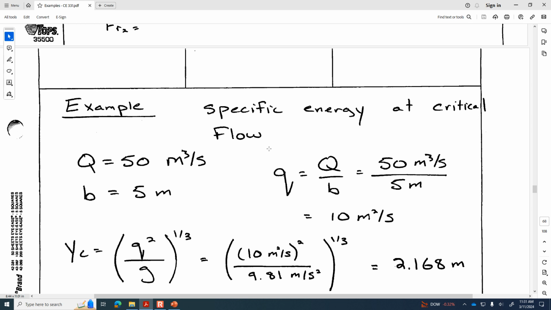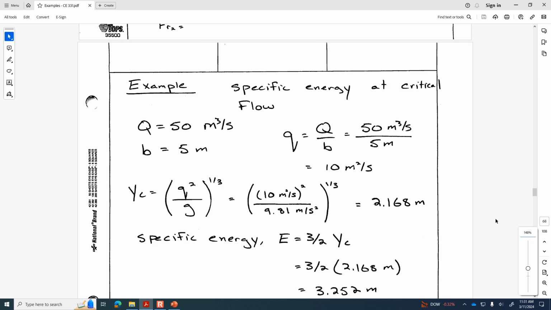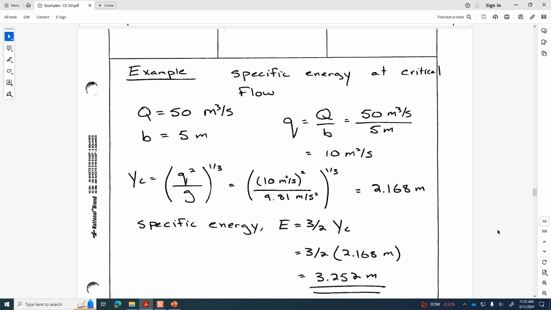So put that into the critical depth equation, and you can see that the resulting critical depth is 2.168 meters. Okay, so far so good. So I'm saying that if you know the critical depth and it's a rectangular channel like this is, all you have to do to find the specific energy is just 1.5 times the critical depth, or 3/2 times the critical depth, and that will tell you how much specific energy there is.